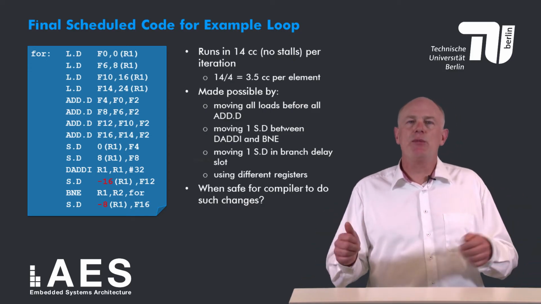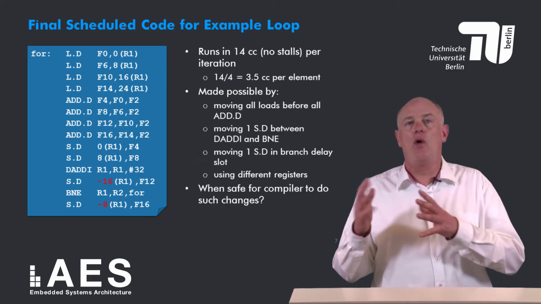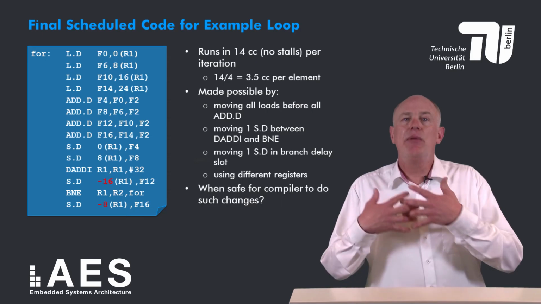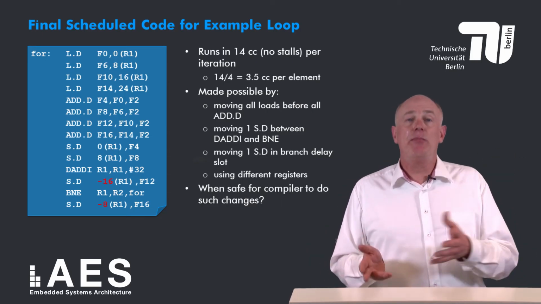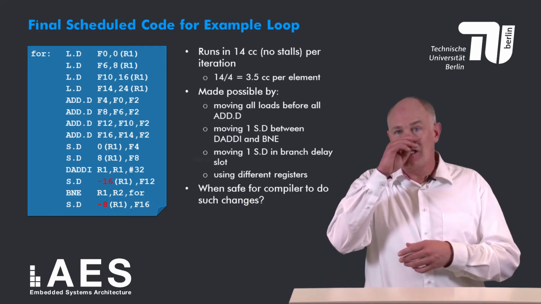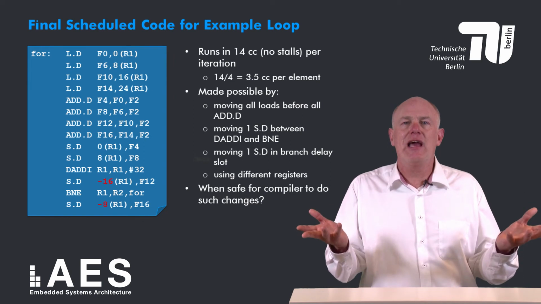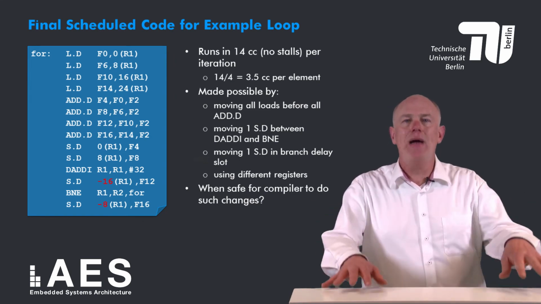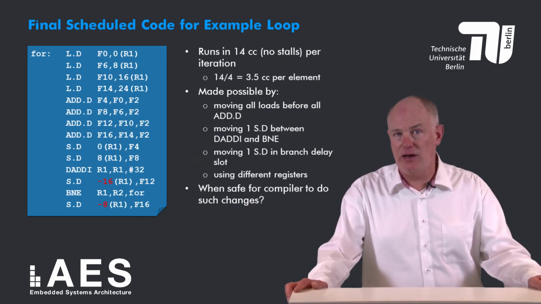This has been made possible by first moving all loads before all floating point additions and all floating point additions before all stores. Second, by moving 1 store between the add immediate and the branch. Third, by moving 1 store in the branch delay slot. And finally, by using different registers for the calculation of every array element. We were able to do so manually by using our programming knowledge and our knowledge of the pipeline organization.